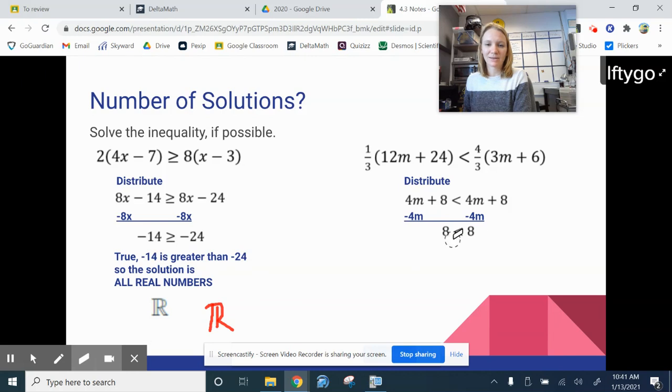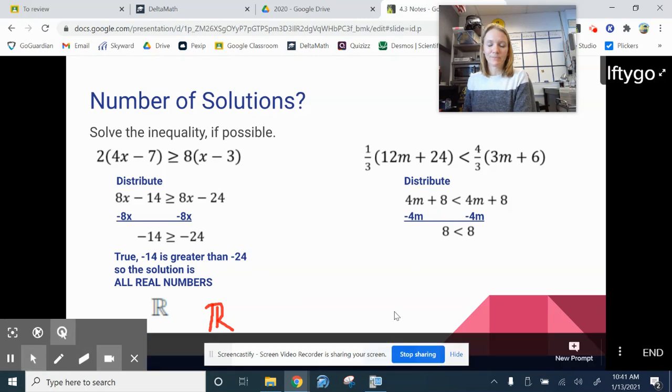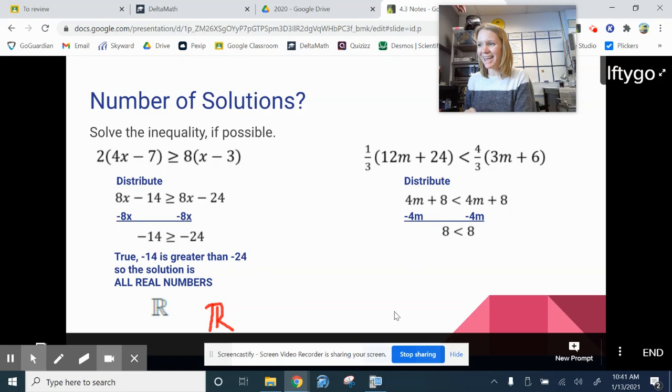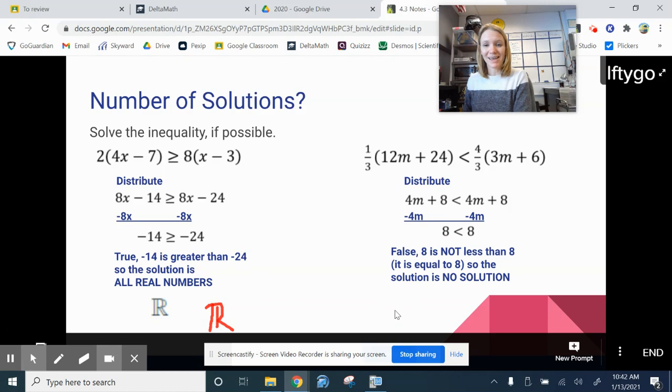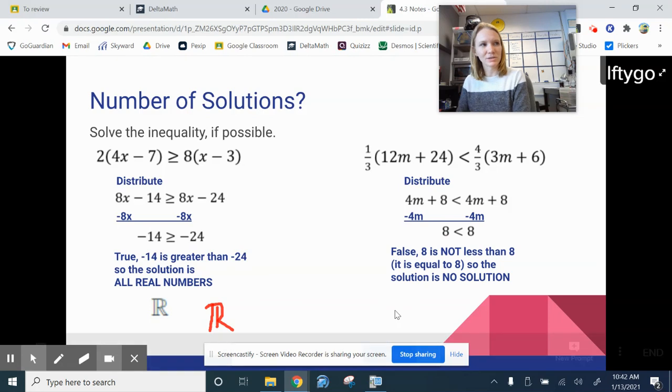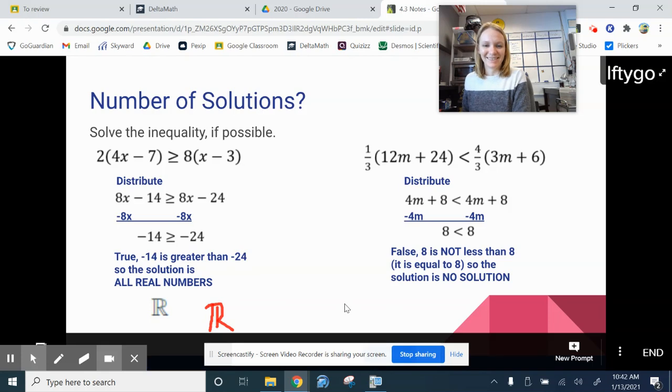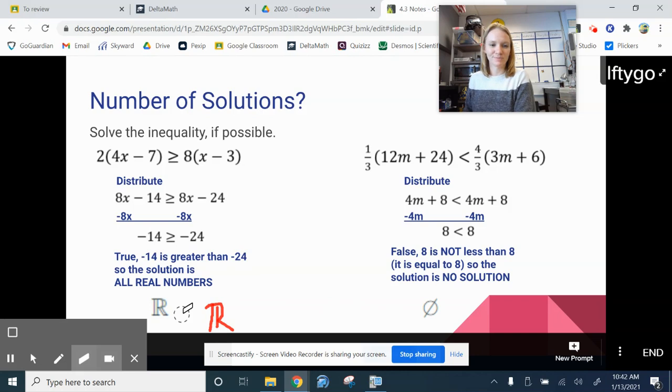It says less than. And that's important, because if it's saying 8 is less than 8, is that true? Is 8 less than 8? No. 8 is equal to 8. So this is false. 8 is not less than 8. It's equal to 8. So it is no solution. And then we would just put a 0 with a slash through it, a circle with a slash through it. That's how we represent no solution.